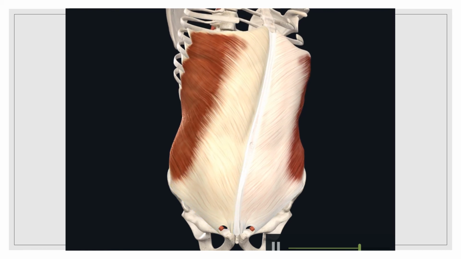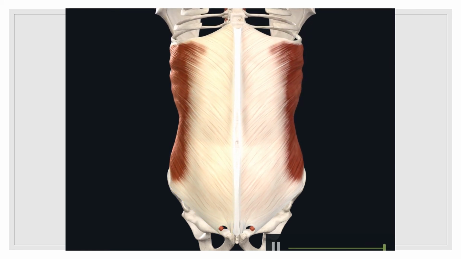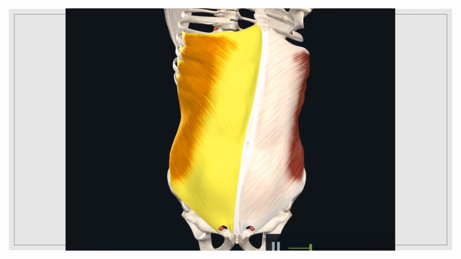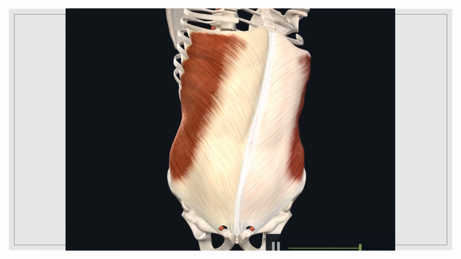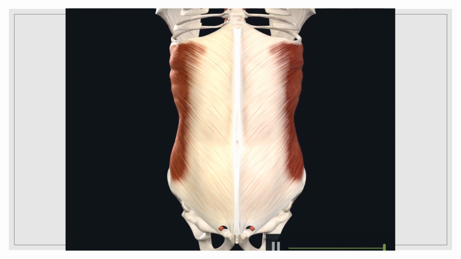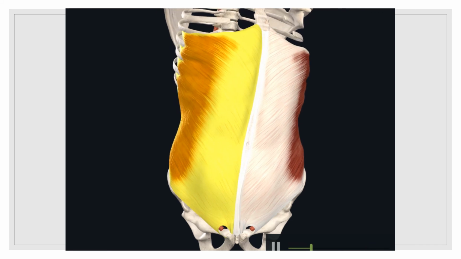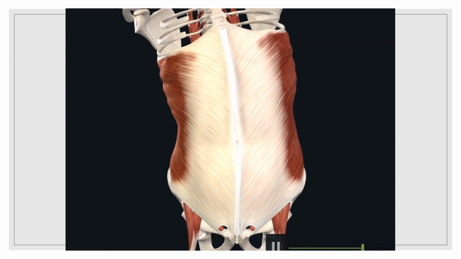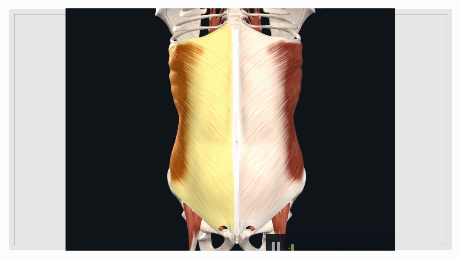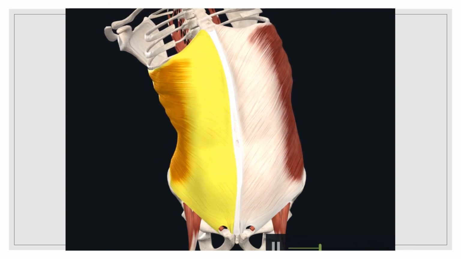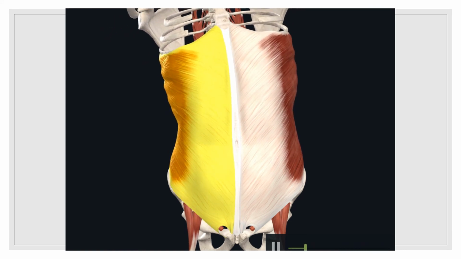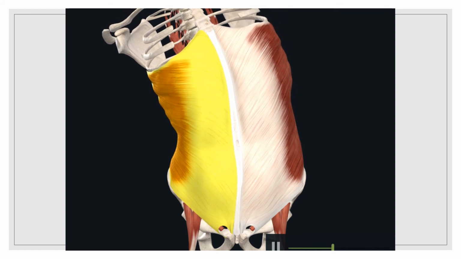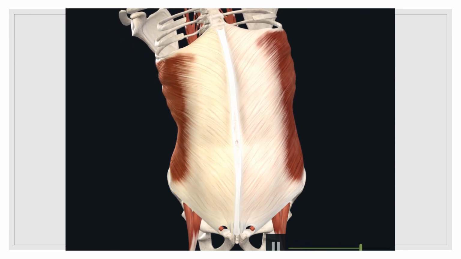Here we're going to have a rotation of the trunk. And here we have the external oblique, and it's flexing the trunk laterally. This is like if you're standing up and doing a side crunch motion, that lateral flexion.